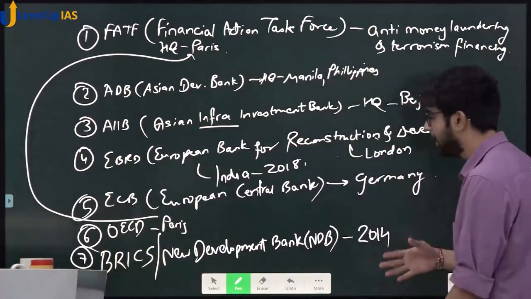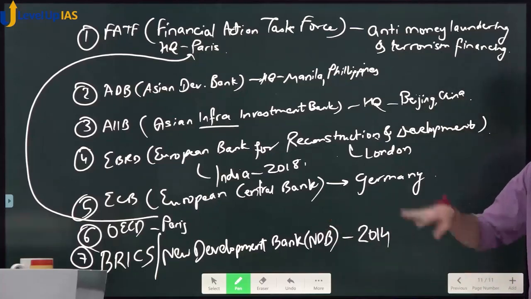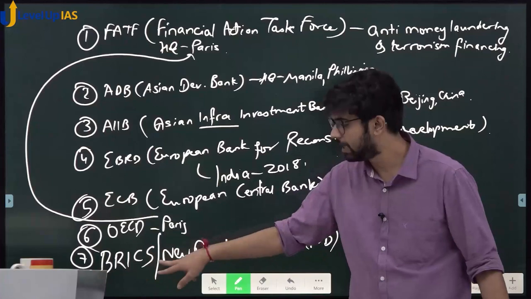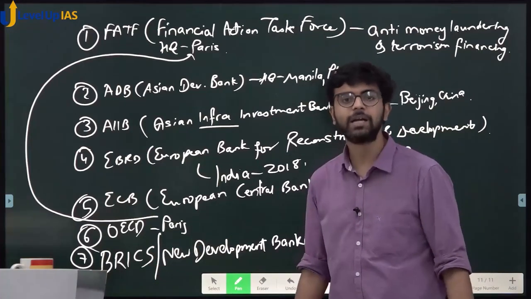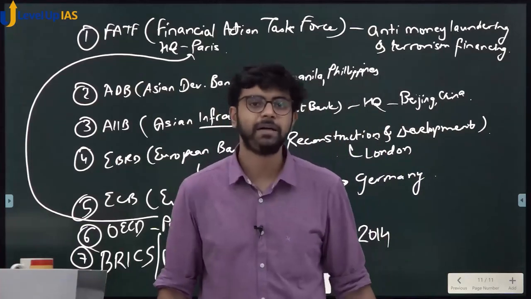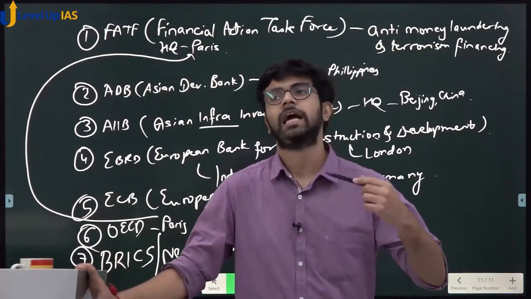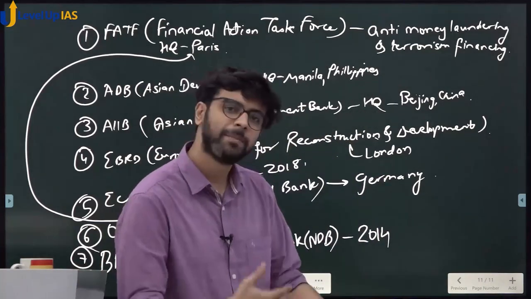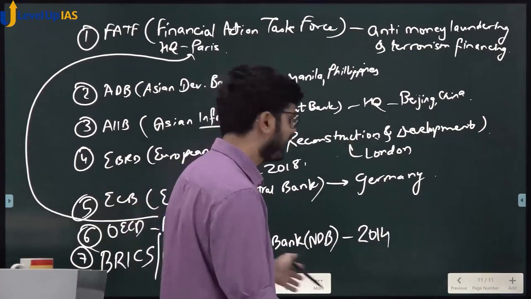So BRICS meet once a year in all these countries. Sometimes they will meet in Brazil, sometimes in India, etc. They met in Brazil in 2014 in a city called Fortaleza, and they signed a declaration that we will establish a new development bank. What will be the objective of the bank? What do you think? To help each other. The BRICS countries are to help each other.